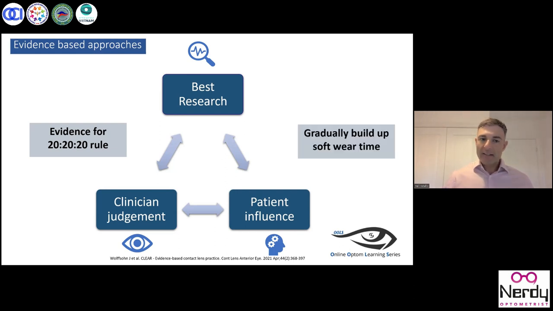Again, until the BCLA CLEAR reports, we, with modern lenses, had no real evidence as to whether we needed to have a tailored approach, or whether they needed to gradually build up their wear time with soft lenses.